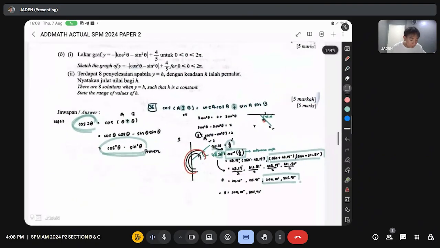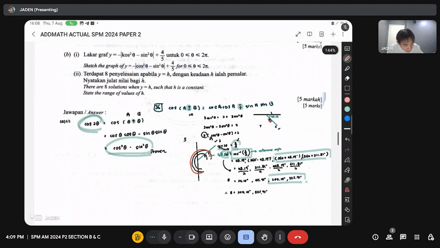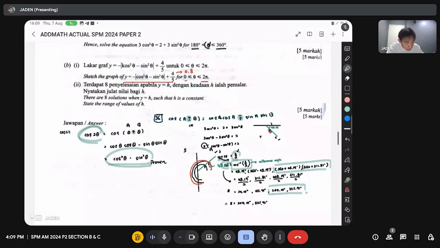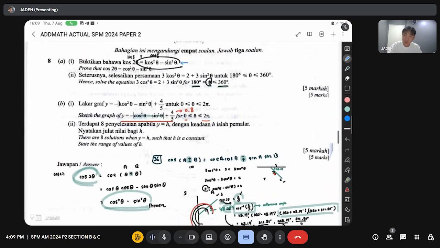Okay, for B1, sketch the graph of y equals negative modulus of cos squared theta minus sin squared theta, plus 4 over 5. Okay, interesting. And then theta will be from 0 to 2 pi. 4 over 5, to me, I look at it as 0.8. If you're not sure, you can press the calculator as well. So what do we do here first? Now, it seems complicated to us because in the middle here we have cos squared theta minus sin squared theta. But if you refer back to your 8a, this is actually cos 2 theta.